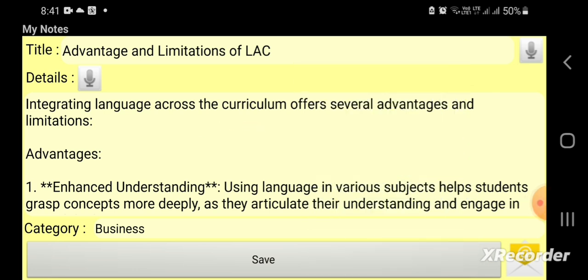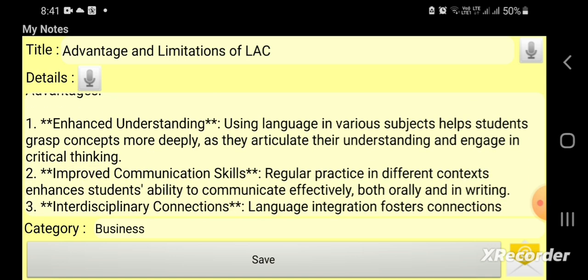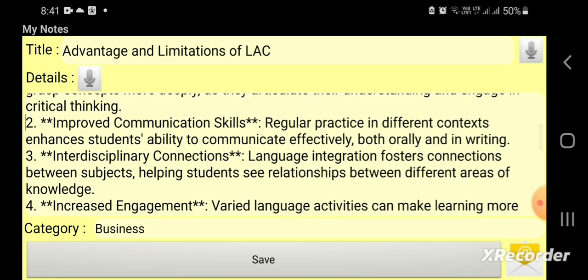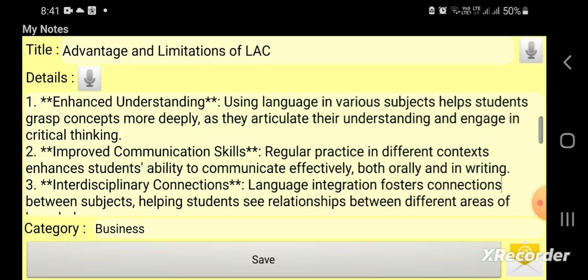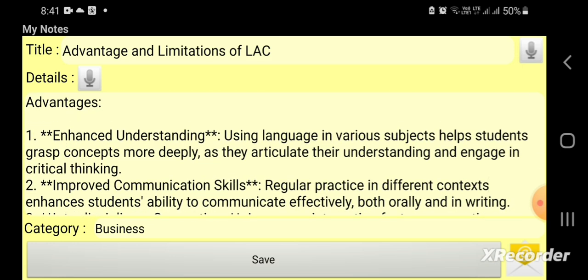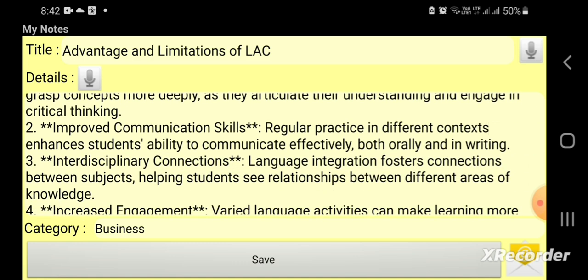Advantages: number 1, enhanced understanding. Number 2, improved communication skills. Number 3, interdisciplinary connections, increased engagement. Enhanced understanding: using language in various subjects helps students grasp concepts more deeply as they articulate their understanding and engage in critical thinking. Improved communication skill.